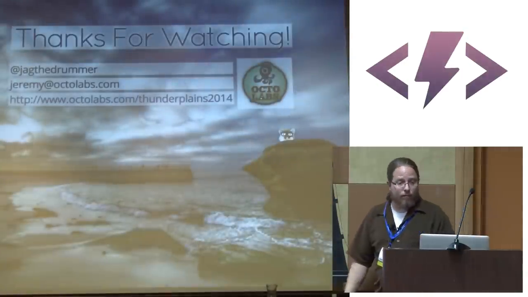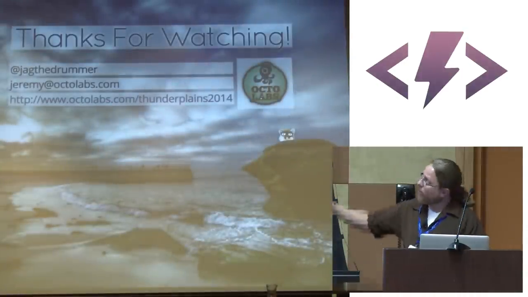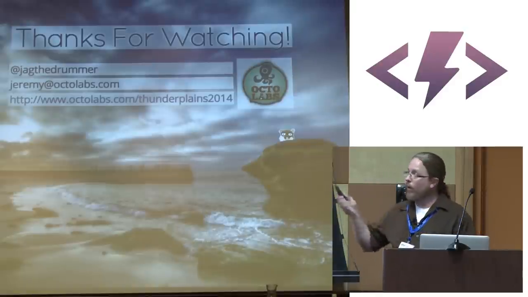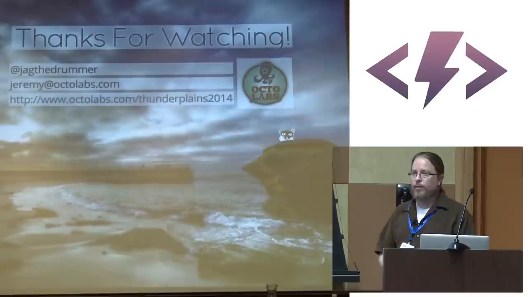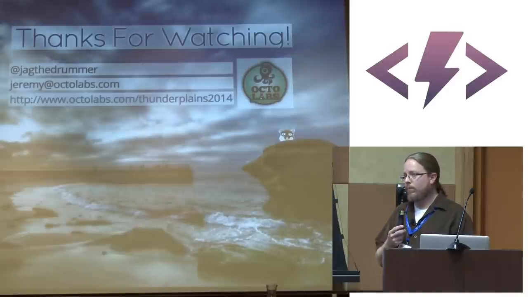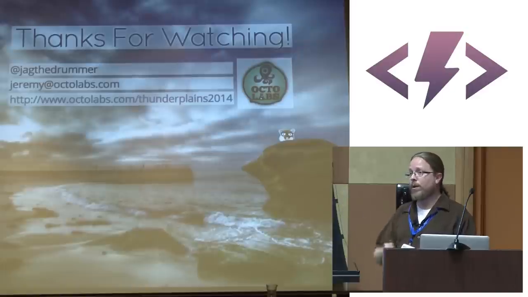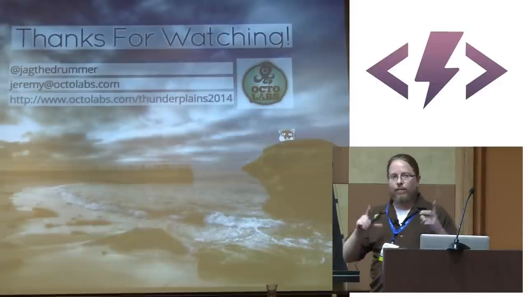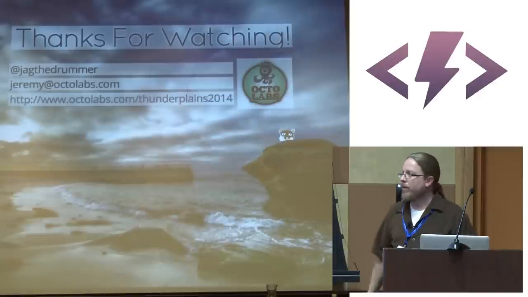And so that's it. Like I mentioned, this URL right here, octolabs.com/thunderplanes2014, you can find a link to all of these slides, links to all of the JS bins that were listed during the presentation. And there's also a link to the GitHub repo for the Rails API that was listed at that Heroku address, and also links to a GitHub URL for basically exactly the same Pattern Lab app, but implemented within Ember CLI instead of as one full page JS bin. So that's it. Anybody have any questions?